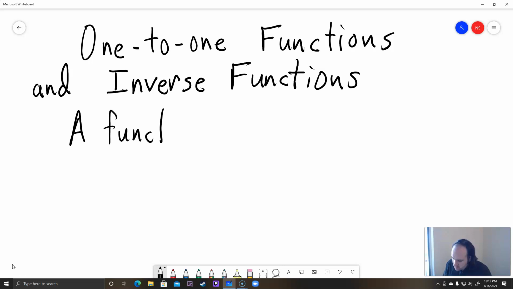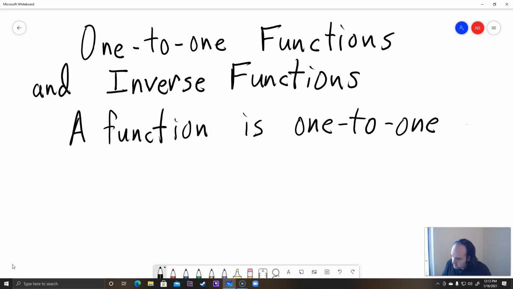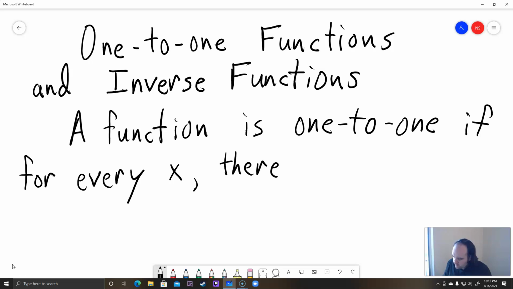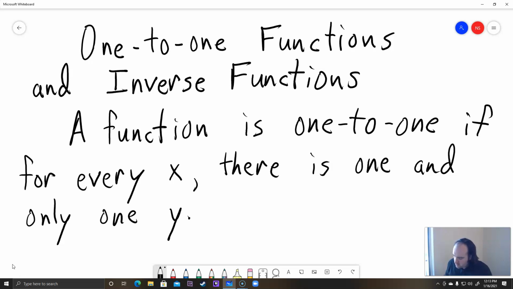A function is one-to-one if for every x there is one and only one y.